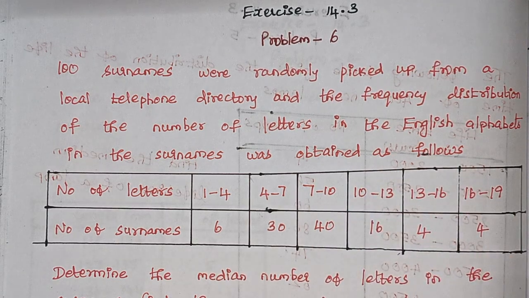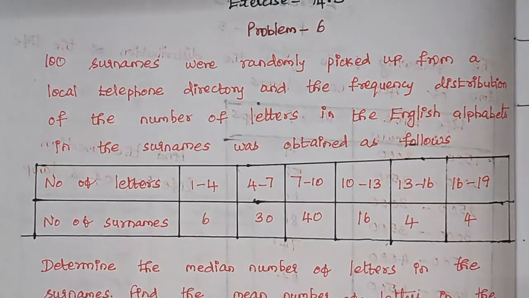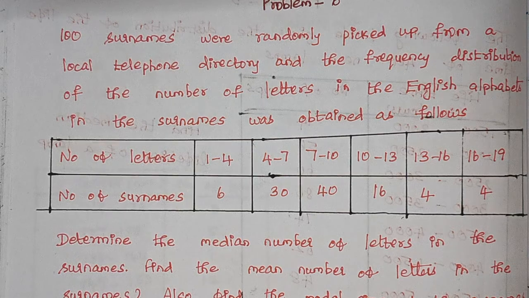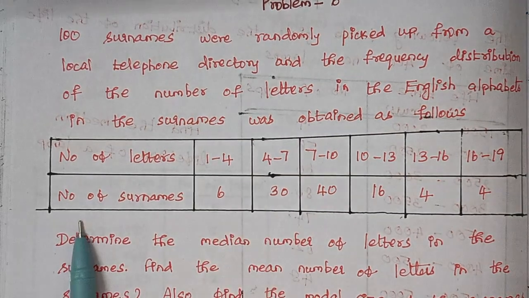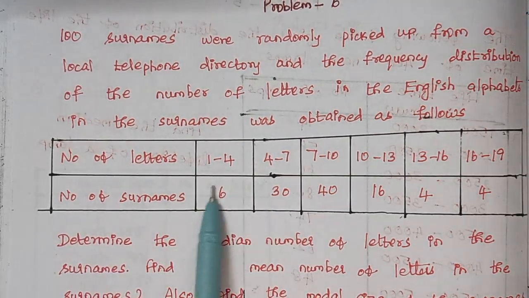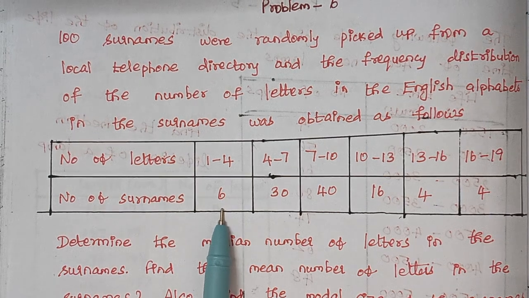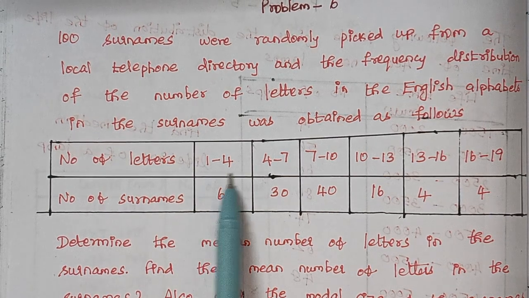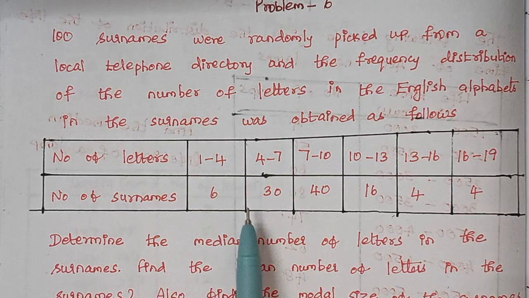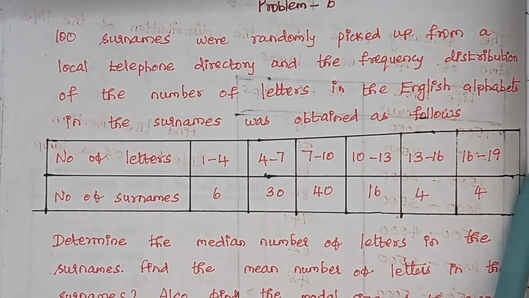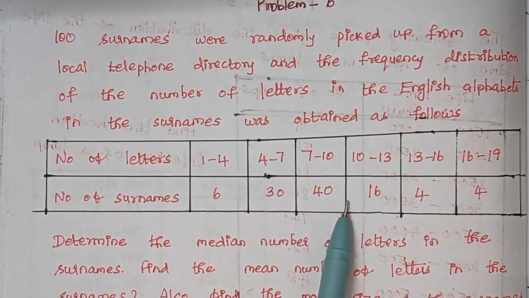So here from a telephone directory we are selecting 100 surnames, and in the surnames we are discussing how frequently the letters are placed. So here you see number of letters 1 to 4 and number of surnames, that is in 6 surnames we are having the letters in the range 1 to 4. Similarly for the entire column, this is the given tabulation.